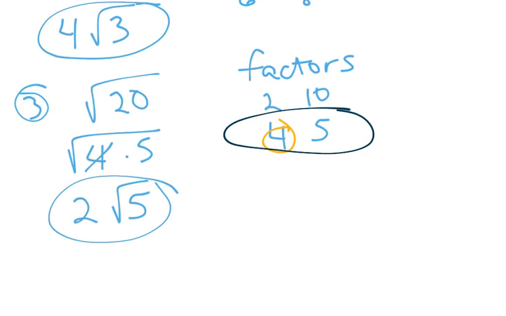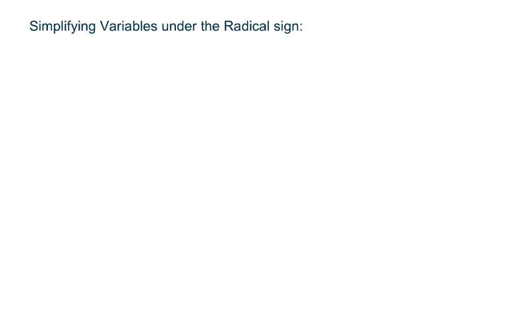Let's move on. Okay, so now we're going to simplify variables underneath the radical sign, and by the end of it, we're going to put it all together. So the easiest thing to do is take your index of 2 and your exponent of 6, and we're going to divide. 6 divided by 2 is 3. So the square root of x to the 6 is x cubed.